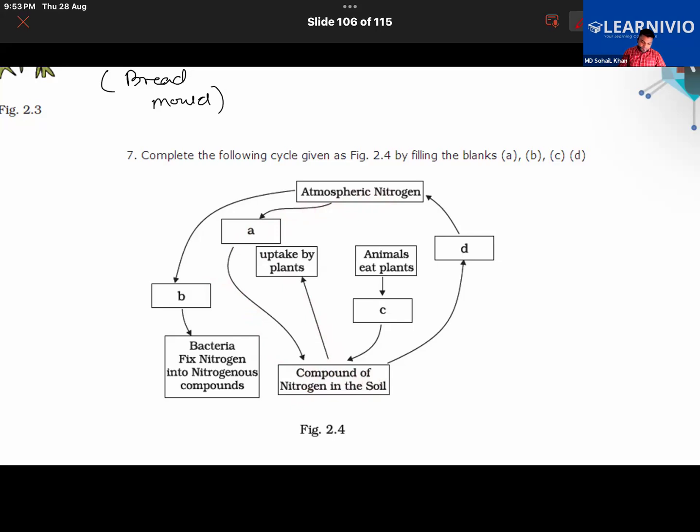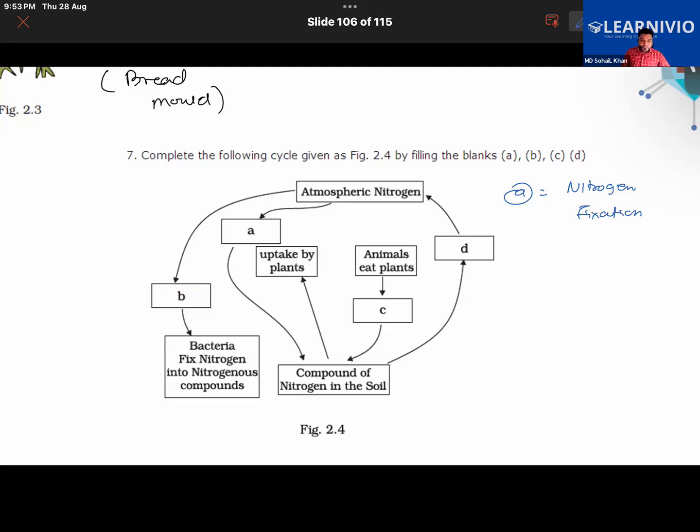Sir, here it can be ammonia, nitrates, and nitrites. We have to name the steps here. What are the names of the steps? Moments ago we learned nitrogen fixation, ammonification, denitrification. So in that sense we should be answering it. Nitrogen fixation. So A is nitrogen fixation. Good.